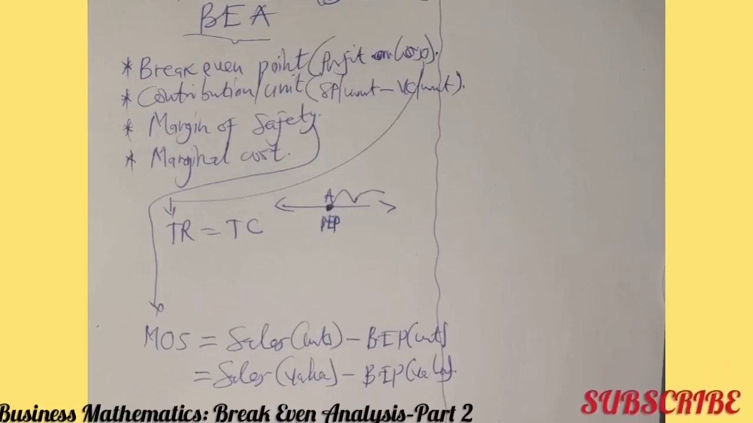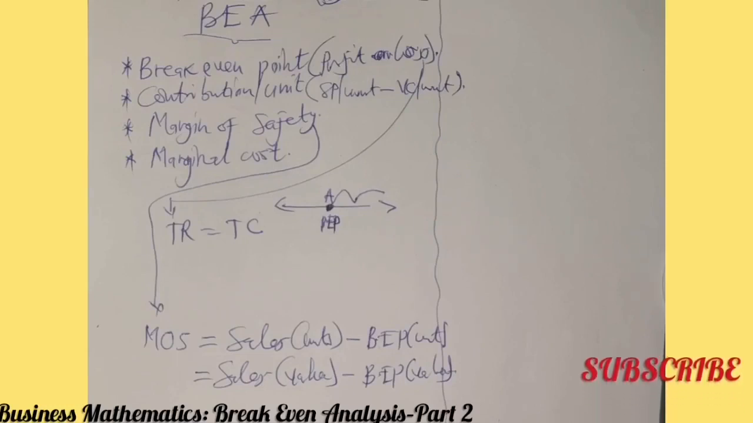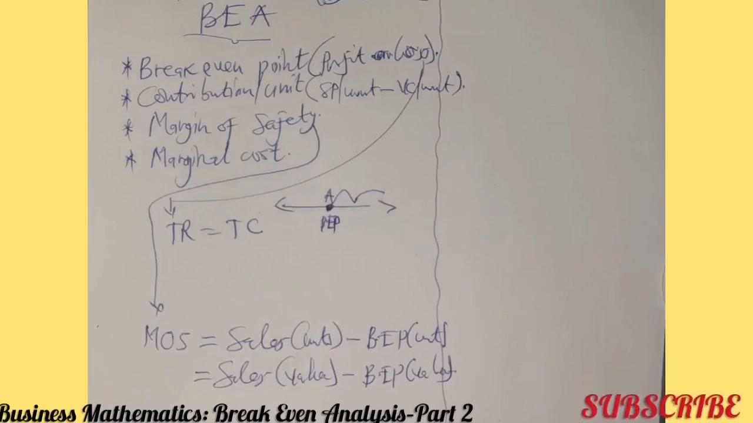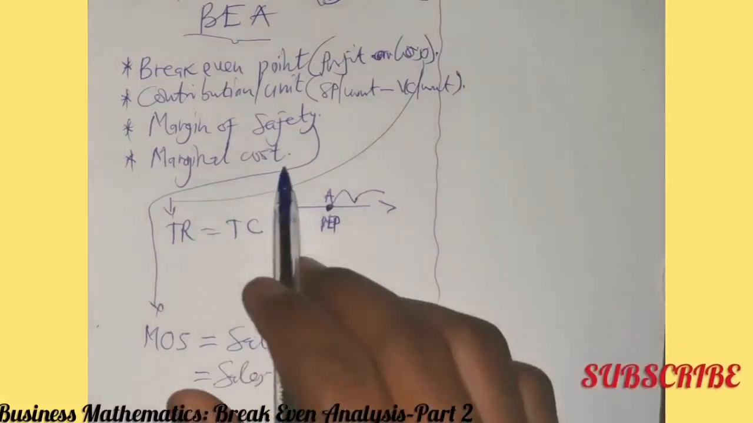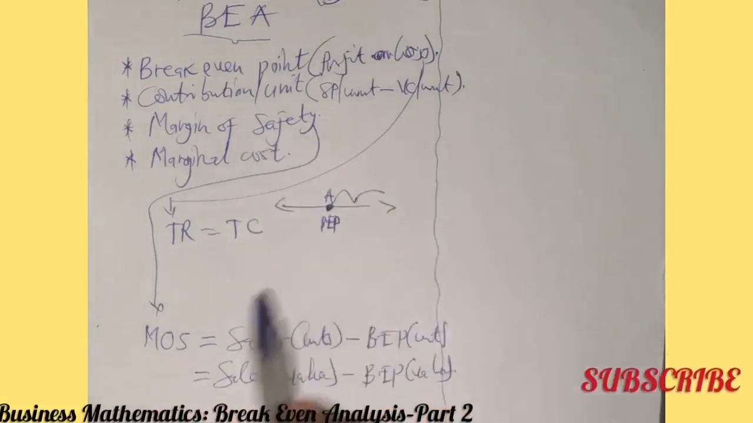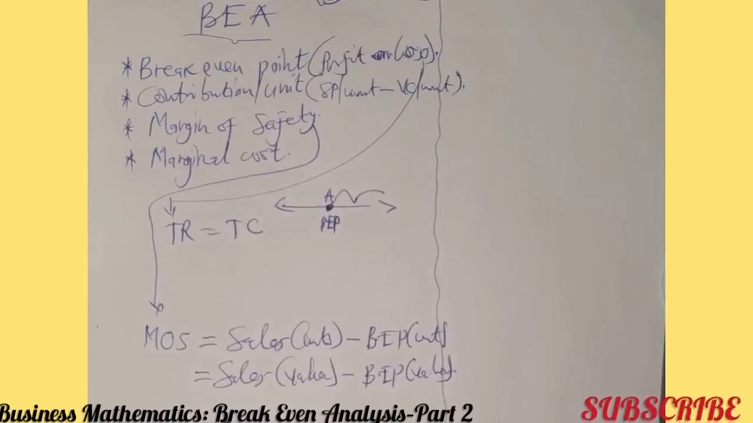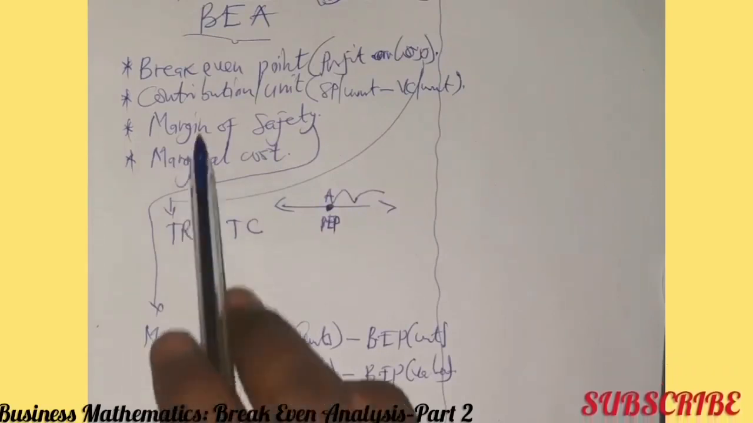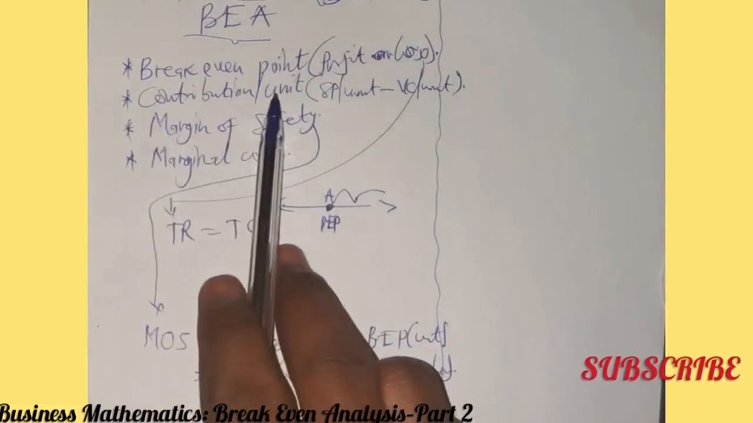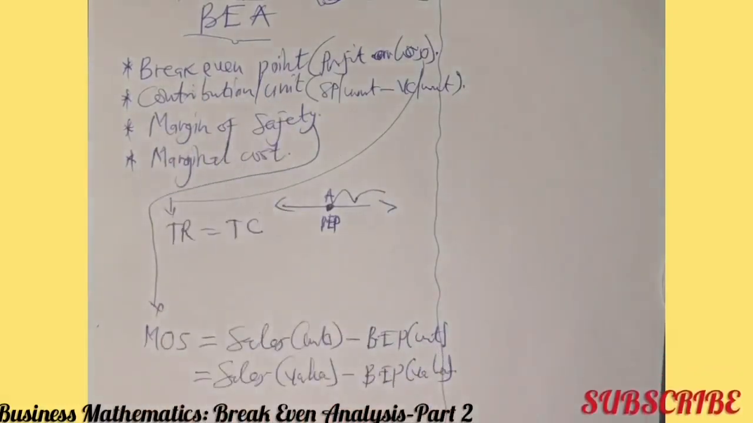You can even call it your variable cost per unit, or marginal cost per unit, or costing for internal reporting. Most of the time we use this costing principle for internal reporting, and it is used by managers for making decisions about how to go about the activities of the organization. That's marginal cost, the additional cost of one unit. So these are the terminologies we'll be looking at under break-even analysis: break-even point, contribution per unit, margin of safety, and marginal cost.